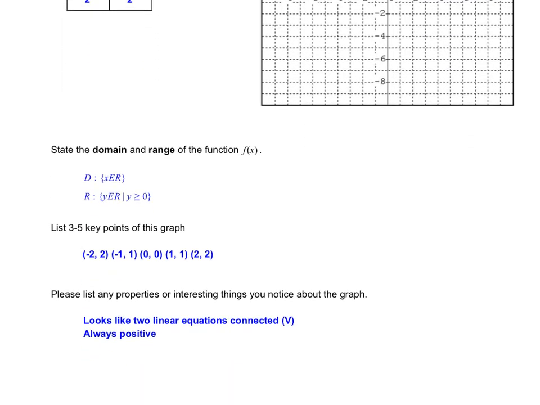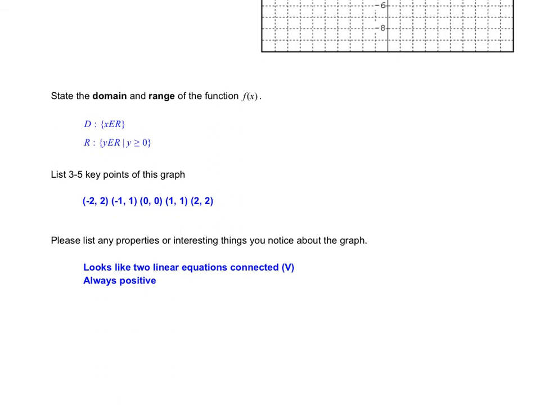Then I put my 5 key points that were in the table of values, and then I just made a note about the shape, which is that it looks like two linear equations that are connected, so it has that V shape, and it's always positive. For the base function, now the minute you start shifting things around, it can go in the negatives, that's totally fine, but the base function is always positive.